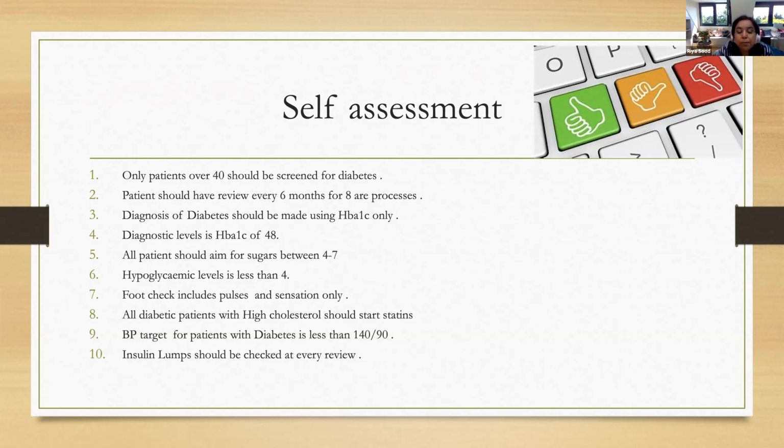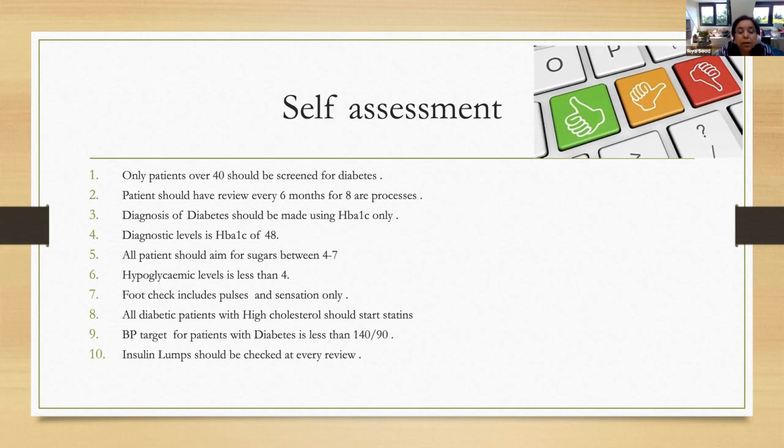Diagnosis of diabetes should be made using HbA1c only. I hope you got false to that, because remember we discussed HbA1c, fasting glucose, or postprandial and random sugars could all be used to make diagnoses. If they're symptomatic, one reading is enough; if asymptomatic, you need a second reading 2 weeks apart, and try to stick to the same diagnostic parameters. So if you've done HbA1c first time, do HbA1c second time as well.